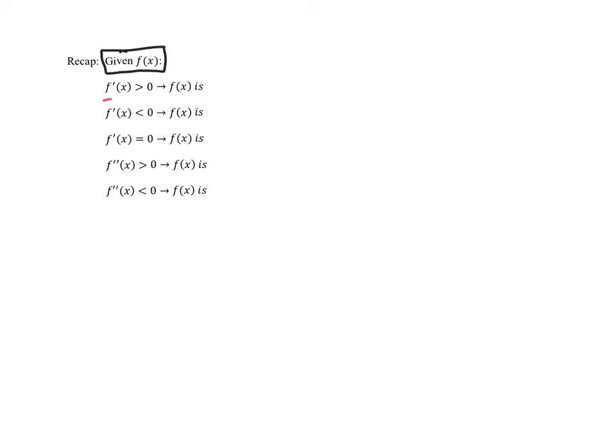The first one says, if the derivative is greater than 0, meaning it's positive, then what we know about the function is, remember, the derivative is the slope, then we know that the function is increasing. And why do we know that? Because if the slope is positive, a positive slope has to increase from left to right. The next one says the slope is less than 0, meaning the slope is negative. If the slope is negative, we know the function is decreasing.